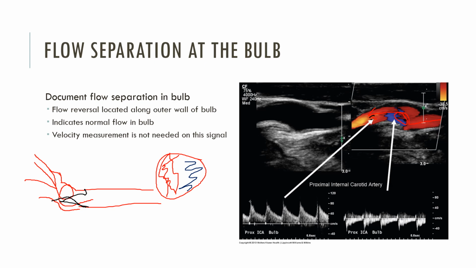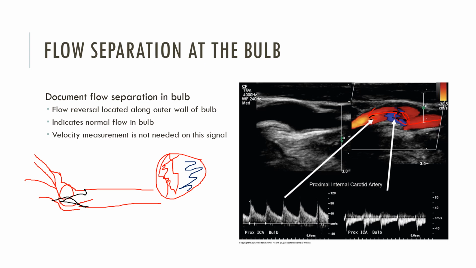But if we put our gate right here in the middle of that bulb with lots of turbulence, we're going to see forward motion and reversed motion, and that would be expected. So that's something that's actually good. Remember, if we're losing that, it's probably that we have stenosis in the bulb.